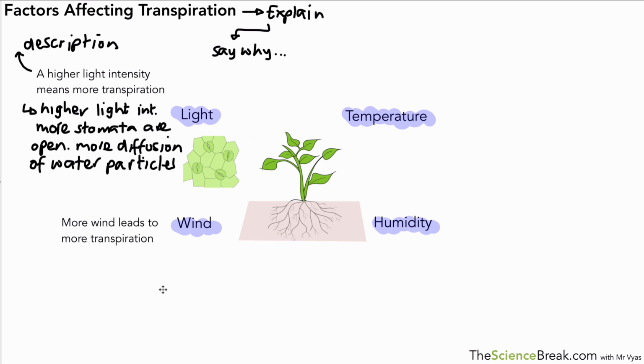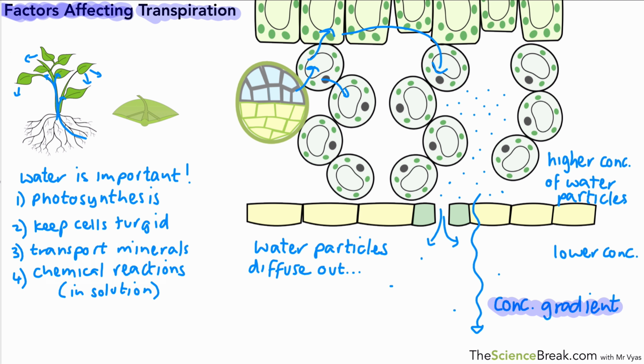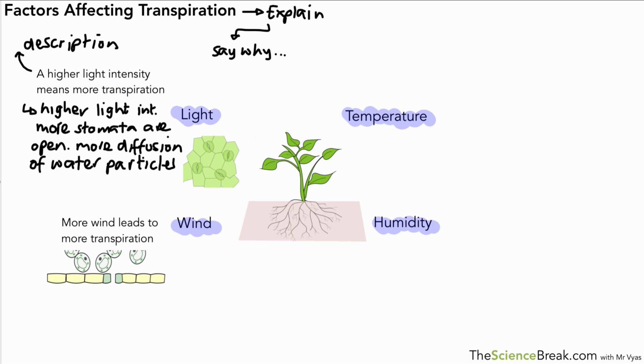So more wind leads to more transpiration, and we need to remind ourselves of part of the cross section of the leaf. So if we expand this section here, or just cut that section out and take a look, we can help to explain why wind causes higher transpiration. So we've got the water particles on the inside as we described below, a lower concentration on the outside perhaps, but if we have wind, the low amount of water particles on the outside will be blown away, so they'll be removed.